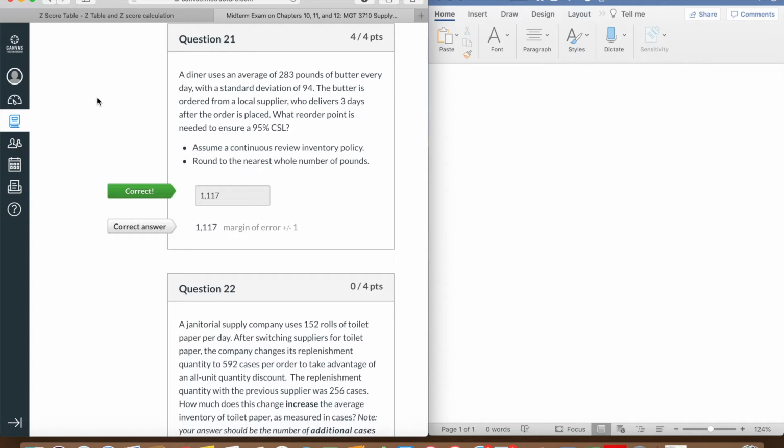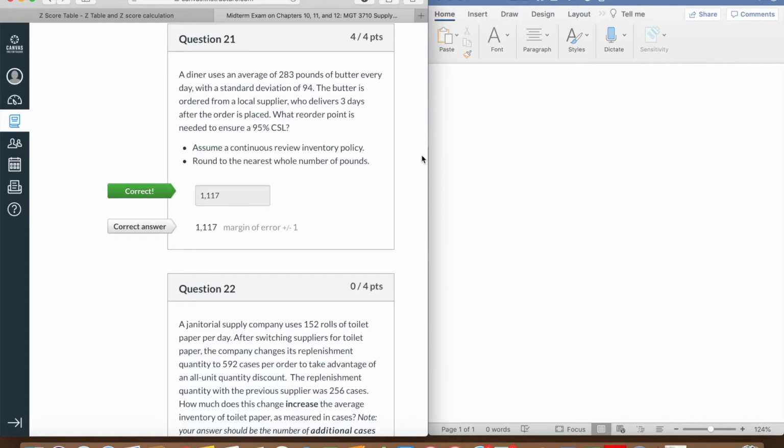So, question 21. A diner uses an average of 283 pounds of butter every day, with a standard deviation of 94. The butter is ordered from a local supplier who delivers 3 days after the order is placed. What reorder point is needed to ensure a 95% cycle service level? Assume a continuous review inventory policy and round to the nearest whole number of pounds.